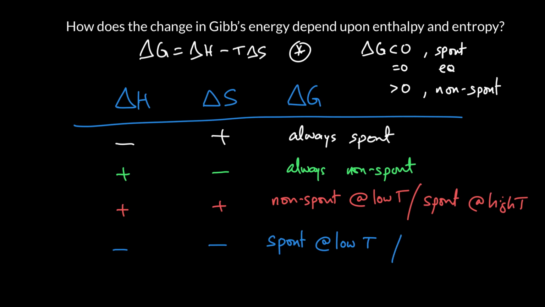When temperatures get larger and larger and larger, this becomes the dominating term. You've got a negative times a negative, so that's a positive. And remember, for delta G, right, a positive delta G is non-spontaneous, so it becomes non-spontaneous at high temperature. So you see this opposite effect here. So this will always go, this will never go. And this will go at high temperature, but not low. And this will go at low temperature and not high.